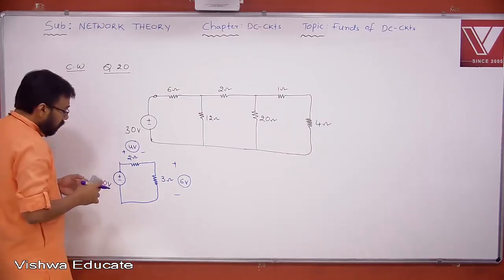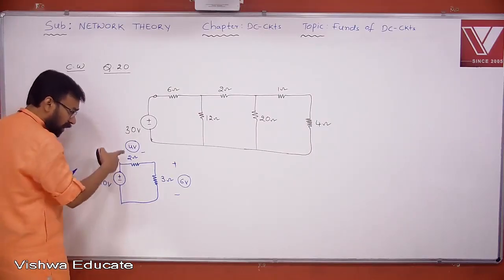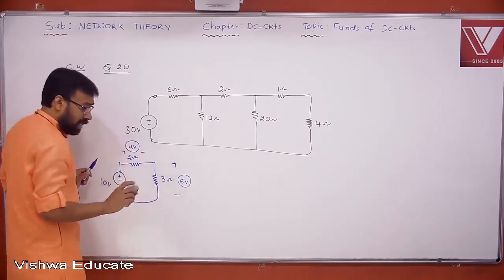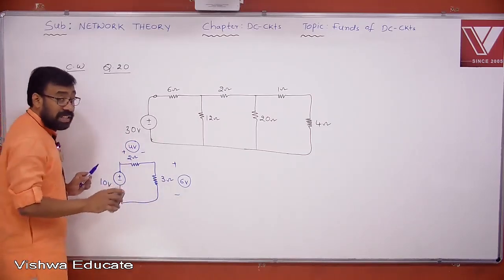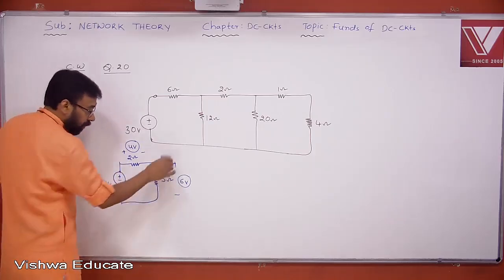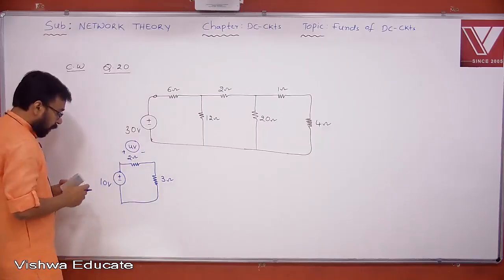Now, let me explain the same thing. I know that the voltage across 2 ohm is 4 volt. Voltage across 3 ohm is 6 volt. I know the answer, no doubt. But let me get this answer with a different interpretation. Look at this.